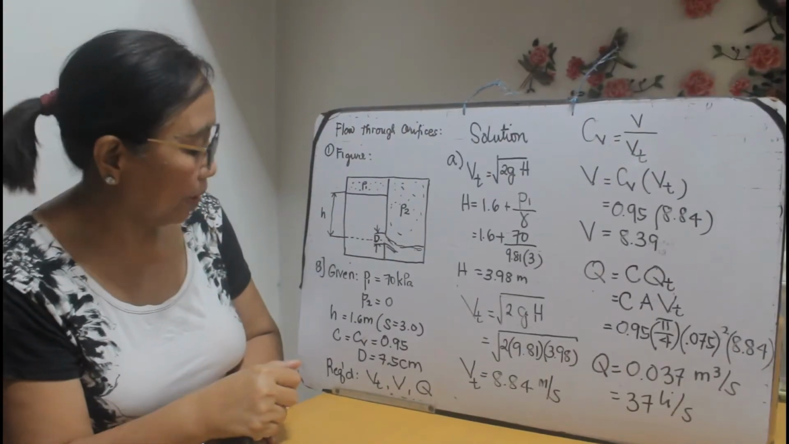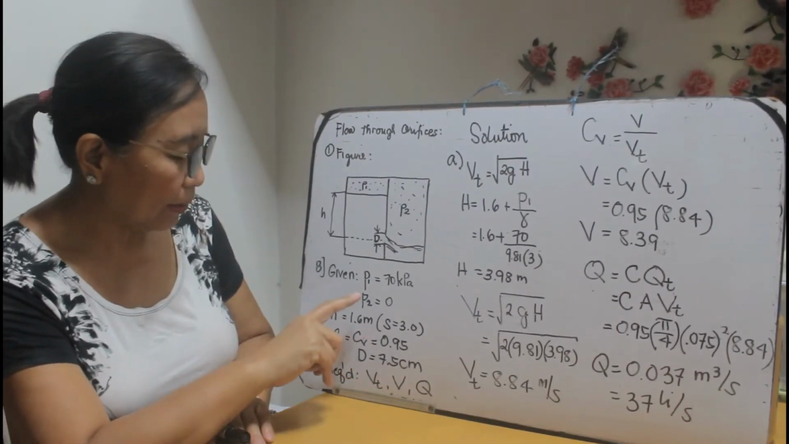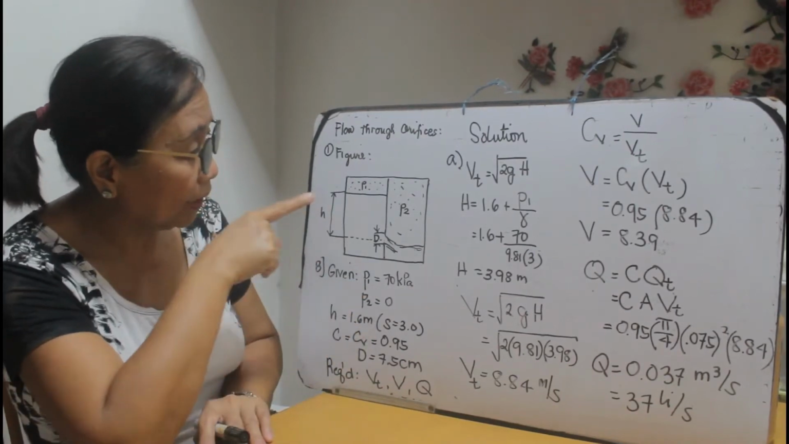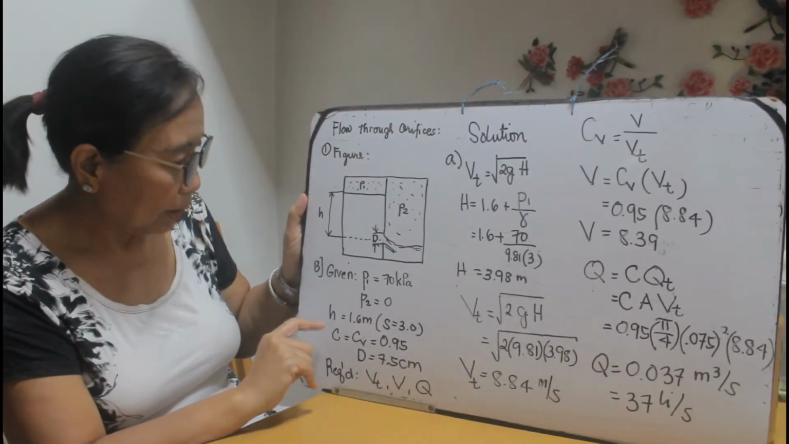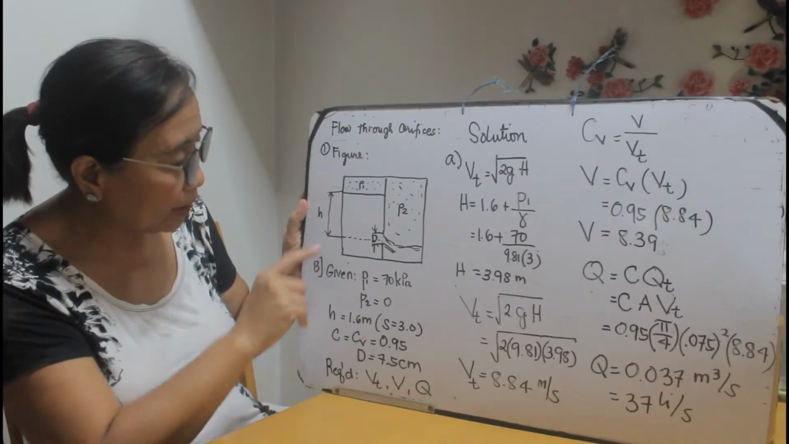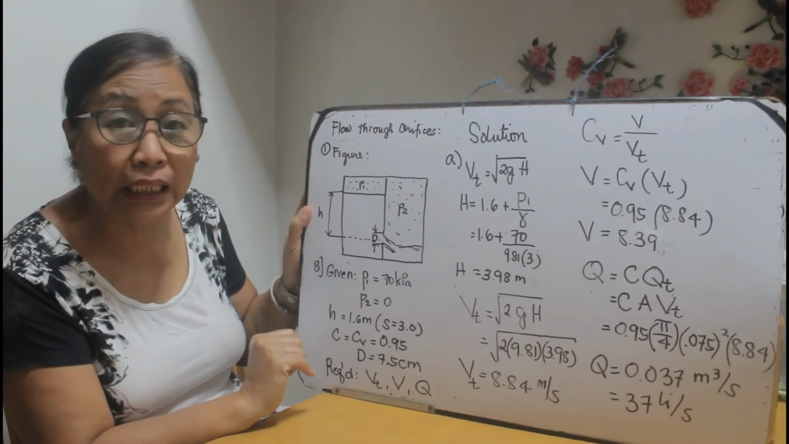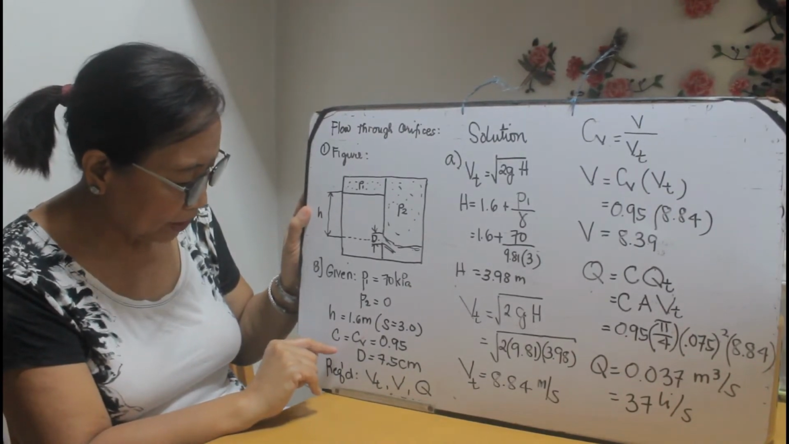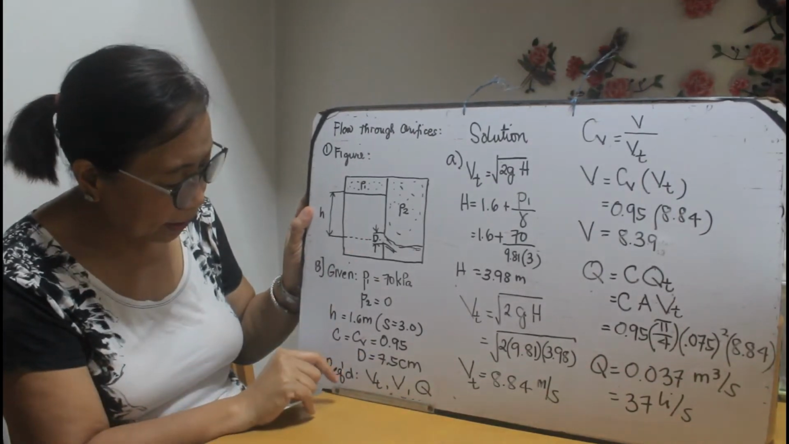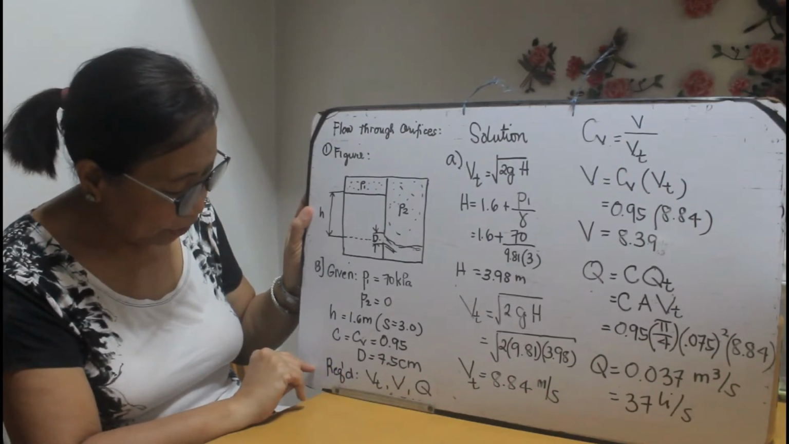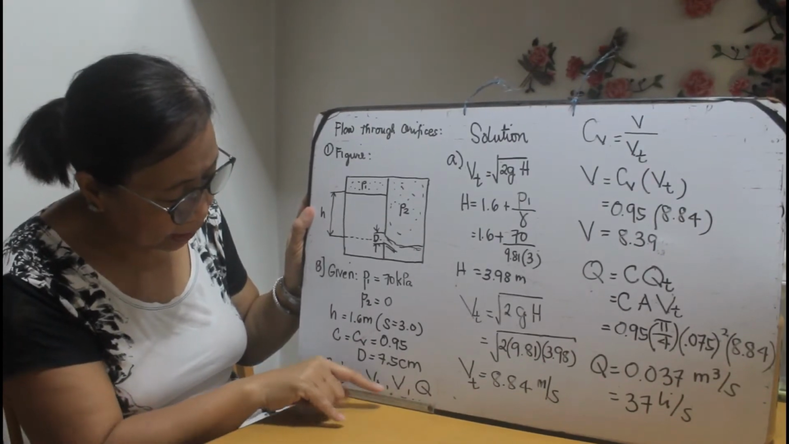So, changing the conditions of the problem, there is now pressure at tank 1, which is 70 kilopascal. The pressure at 2 remains 0. The height of the fluid inside tank 1 is 1.6 meters, and the fluid has a specific gravity of 3. Okay? And the coefficients of discharge and velocity are both 0.95. The opening has a diameter of 7.5 centimeters. You are still to determine the theoretical velocity, the actual velocity, and the actual discharge.